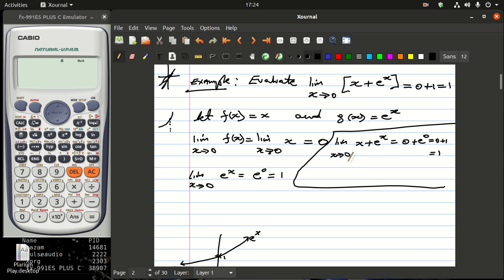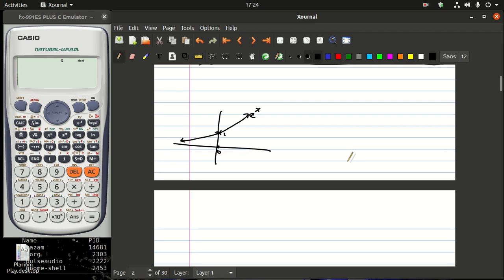Just plug in and see what you're getting. Are you getting a number, or are you getting a 0 over 0? If you are getting a 0 over 0, you know what to do. But if you are getting a number, that might be your limit. Think about it. Now we need to look at the third.